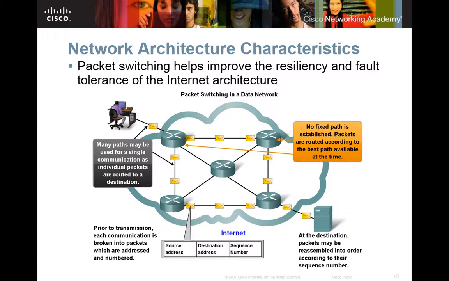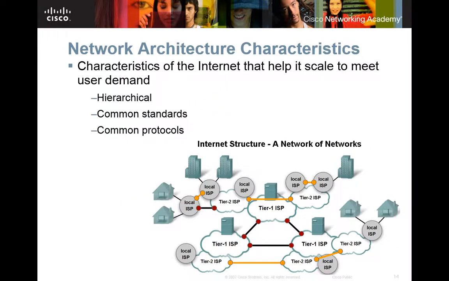Until we start getting into routing and we can define straight paths and direct paths to the next hop and where it needs to go. Characteristics of the internet will help scale it to meet the user demand. Why? Because it's hierarchical. It's like a military chain of command. You keep getting bigger and bigger. They all have common standards. IEEE 802.3 standards. You have protocol standards, which are your TCP, IP, UDP, SMTP, all the Ps really.